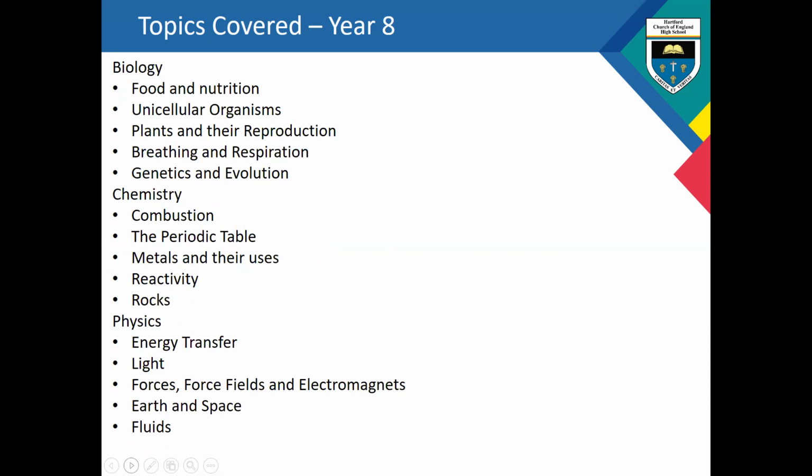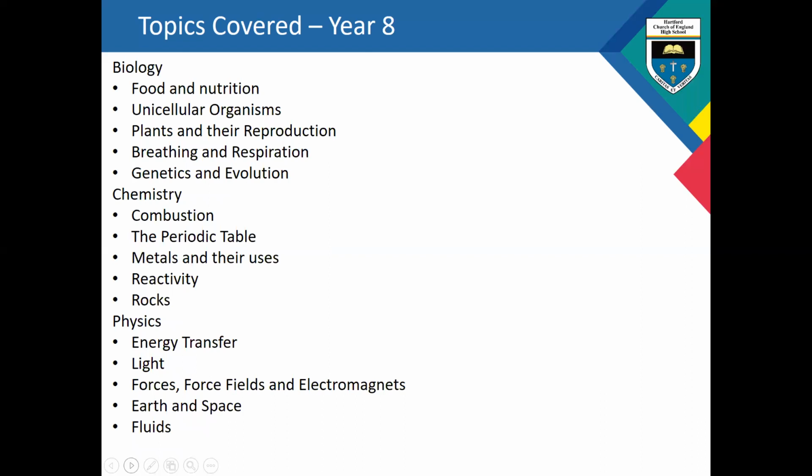In year 8, we use those building blocks from year 7, and we go on to look at some of those organ systems in a little bit more detail. So we look at food and nutrition and unicellular organisms. We look at plant systems, reproduction in plants. We look at breathing and the respiratory system, and we start to look at genetics, evolution and inheritance.